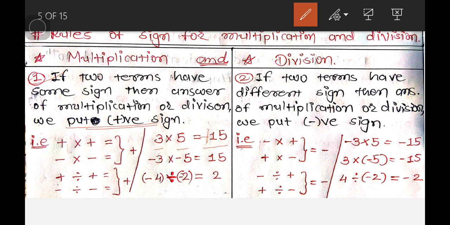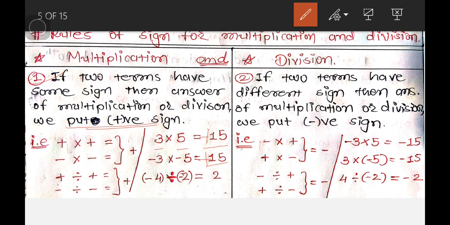Now the second example, here minus 3 multiplied by minus 5. So first we multiply 5 by 3. 5 into 3 is equal to 15. Here 3 and 5 have a negative sign, minus, so both have the same sign, then we put a plus sign. So here I have put a positive sign.